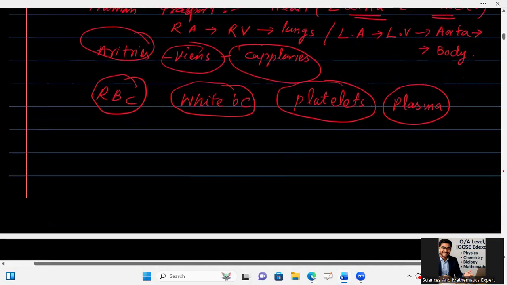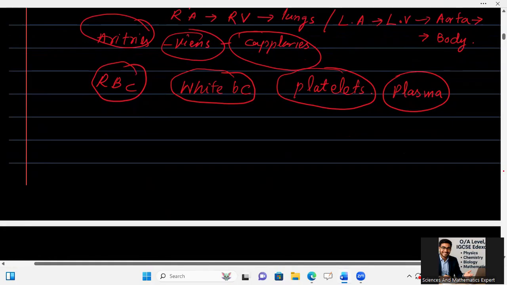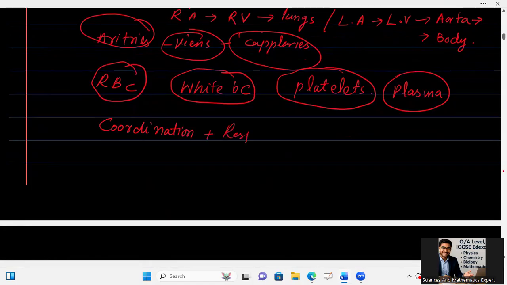Then I will go to coordination and responses. In case of coordination, I will say the nervous system is present, that is the central nervous system. I will say nervous system because the peripheral nervous system is also available. Nervous system.